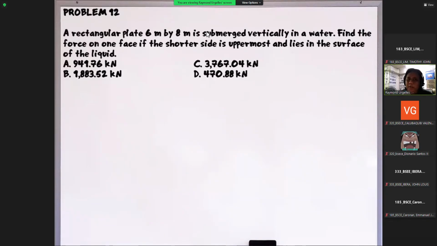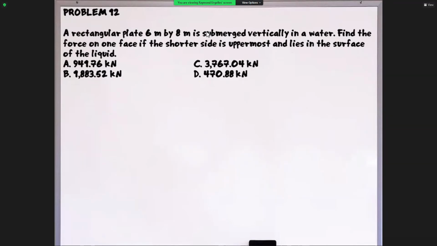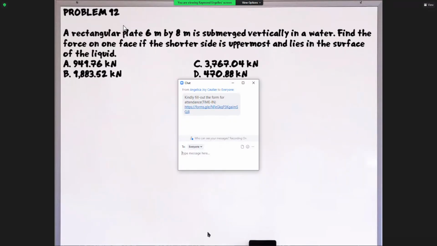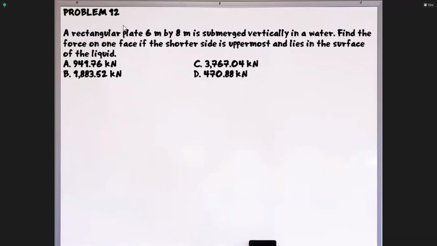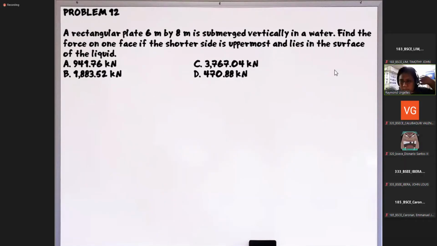Recording stopped. Okay, saglit lang, no? Wala ko ng tubig. Recording in progress. Okay.